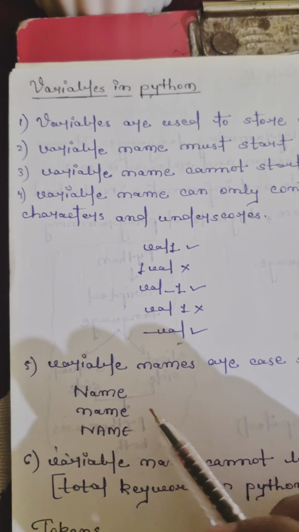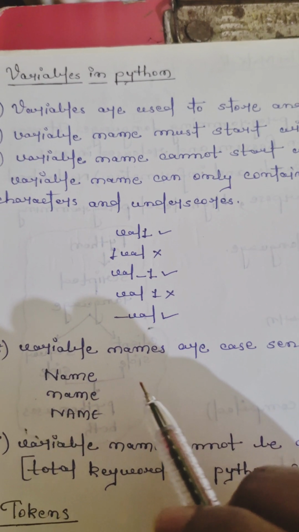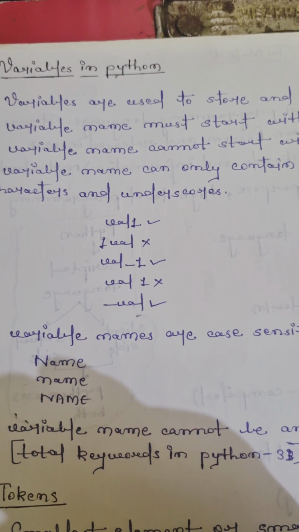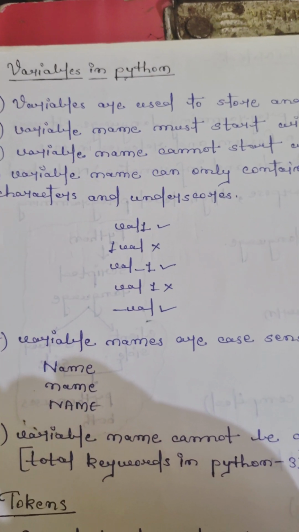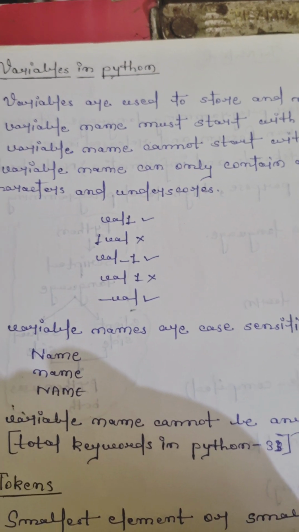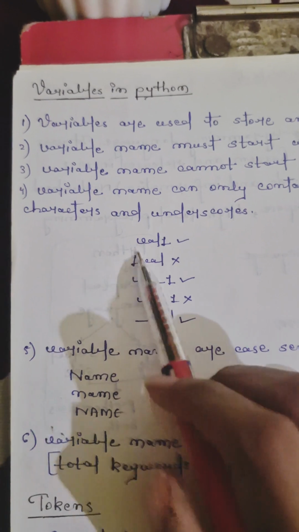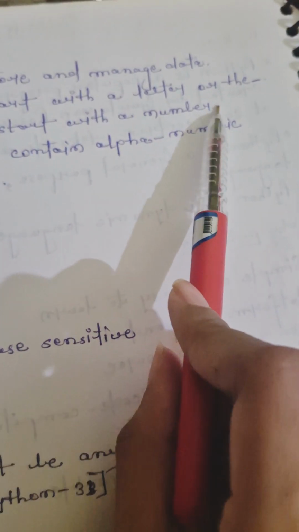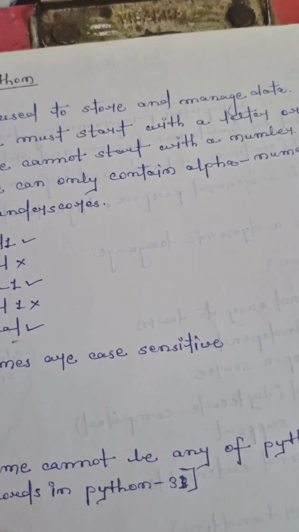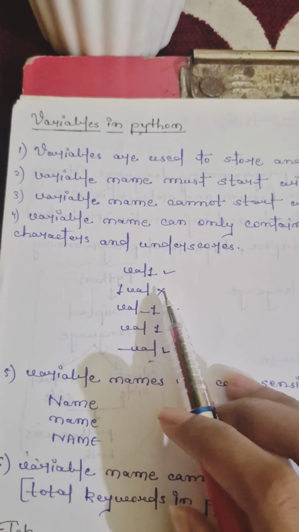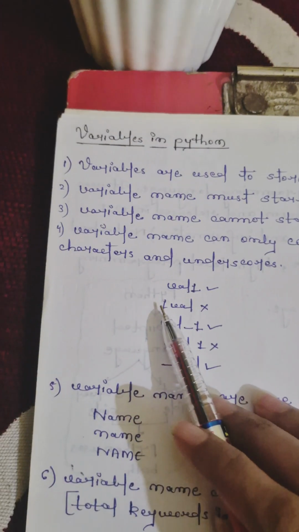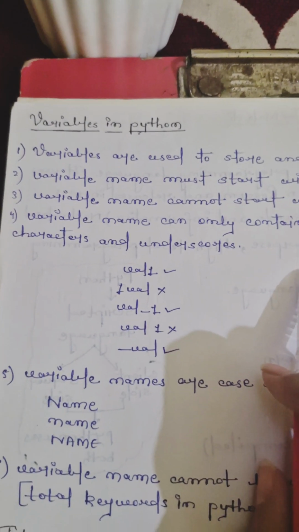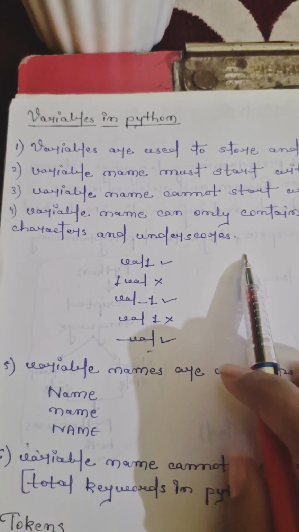For example, my name is Ayushi. I want to store it somewhere, so I have to make a variable for the name Ayushi. Okay, here are some rules. A variable name must start with a letter or an underscore. A variable name cannot start with a number. Like 1, 2, 3, 4 are not allowed at the start of a variable.